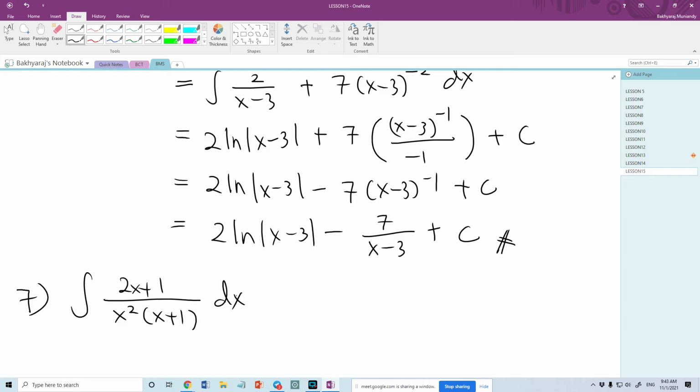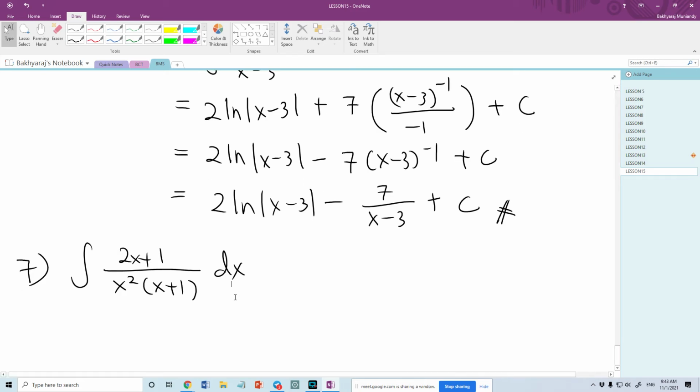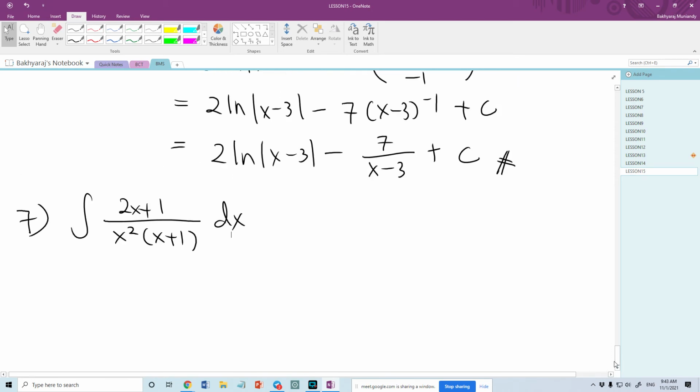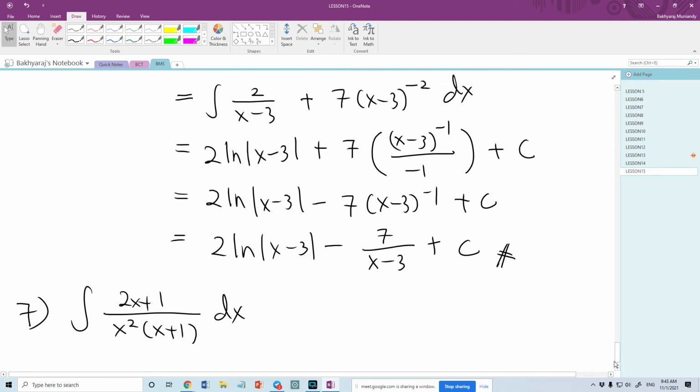Okay, so the problem is the integral of 2x plus 1 over x square times x plus 1 dx. How are we going to integrate this? First, we need to split the function. So I get equal, integrate. Since we got x square, what does that mean?